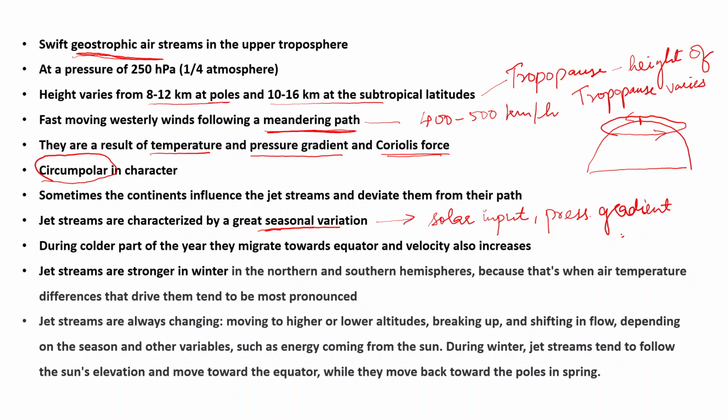Always remember that the jet streams have higher velocity during the winter season because of the higher temperature gradient. During the summer seasons, the temperature gradient is not as high as during the winter season. Therefore, the jet streams during the winter season have higher velocity. Jet streams are stronger in winter in the northern and southern hemispheres because that's when the air temperature difference that drives them tends to be more pronounced. So this is what I was talking about, the air temperature difference, or we can say the temperature gradient.